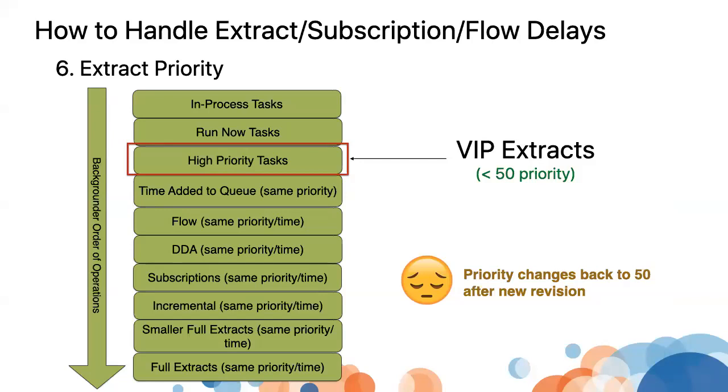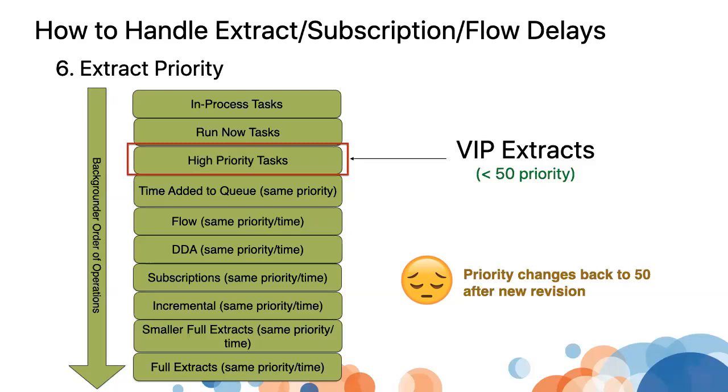Now come back to the priority, high priority tasks. Sometimes I call them the VIP extracts. You know, you always have some VIP extracts. The priority is less than 50. The smaller the number, the higher the priority is. Okay, you as admin, no matter site admin or server admin, are able to set priority. Now, I'm assuming you're not giving priority to the schedule, you're giving priority to the extracts, workbooks, data sources, the tasks.